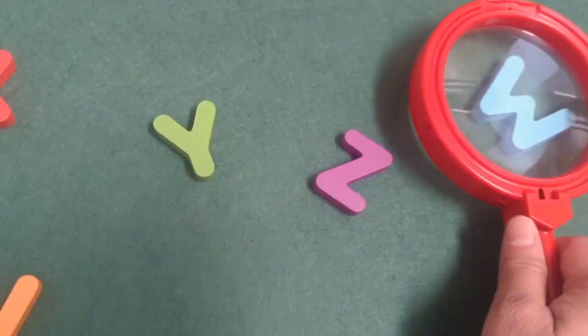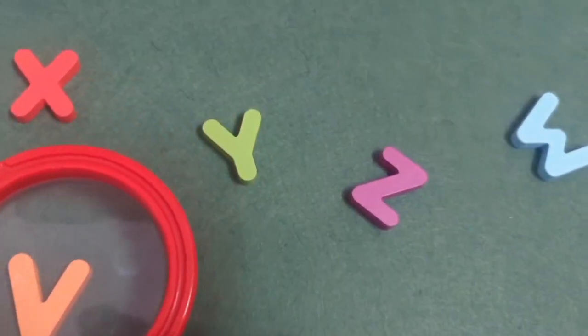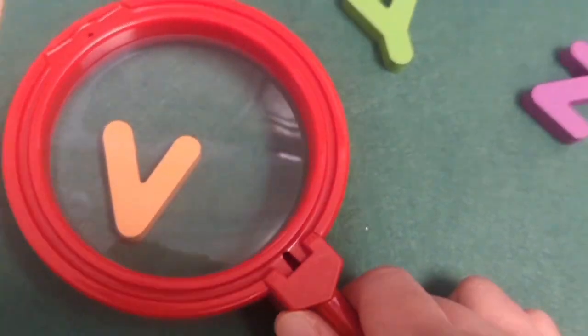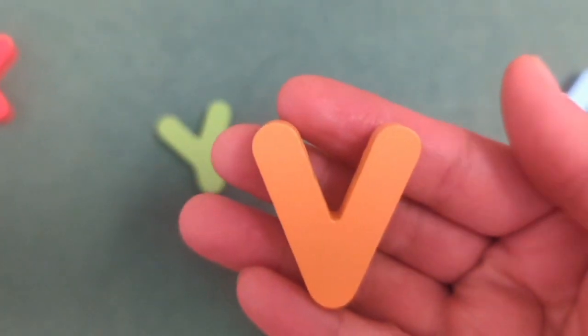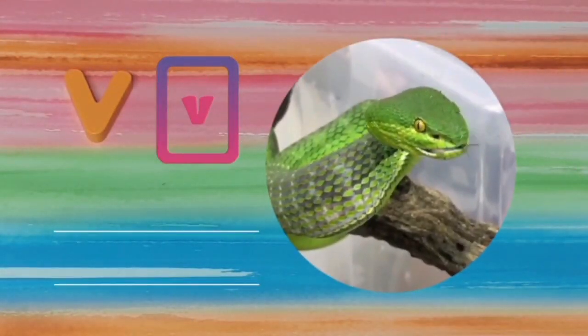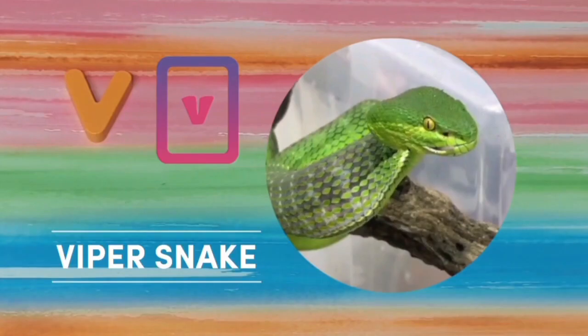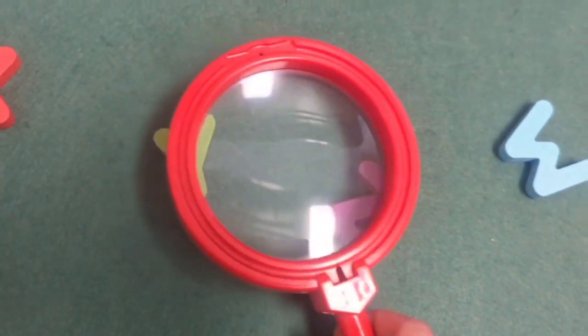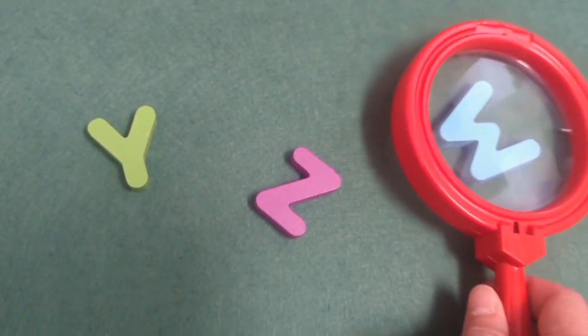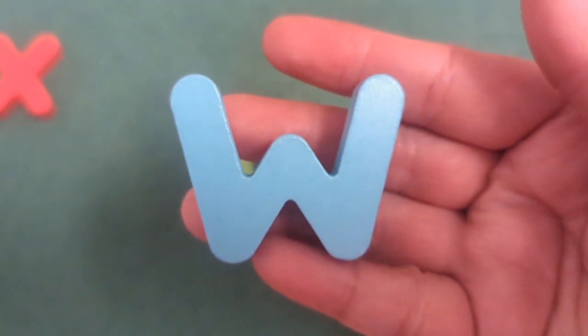Umbrella bird. What is the letter that follows U? Is it V? Yes, you are right. V. Big V, little v. What begins with V? Viper snake. Can you guess what's the next letter? You guessed it right. W.